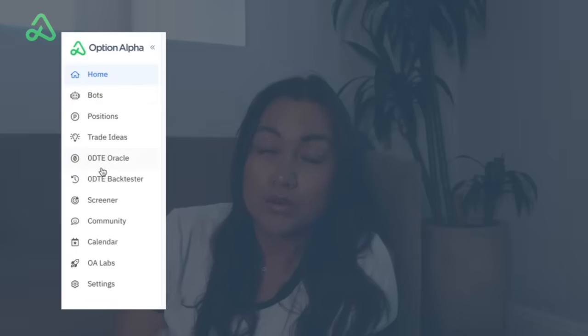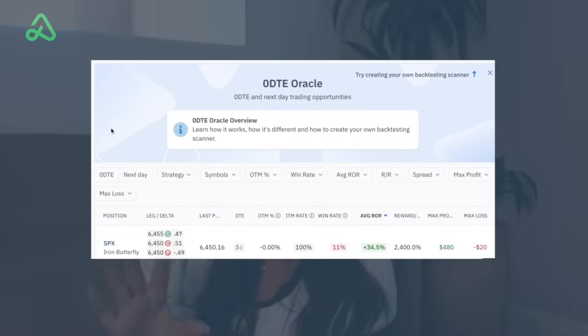Also, there's this really cool 0 DTE Oracle feature, which I have used, and I'll make a video at a later date going over that. I just want to encourage you that even if you're not very technical, there are plenty of ways to be learning and profiting now without your automation being perfect.